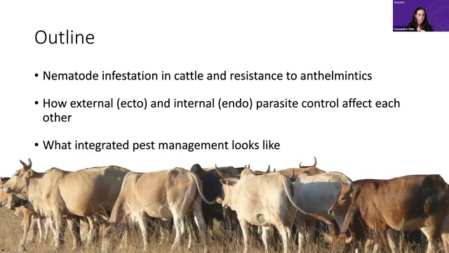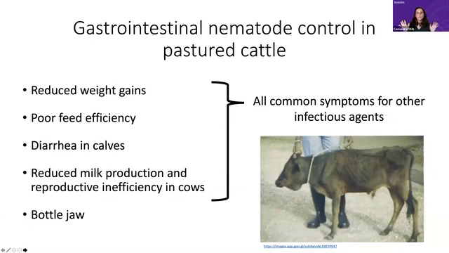Okay, so gastrointestinal nematode control in pastured cattle. That's what we're going to be focusing on. So how do we see this? It's really hard to know that you have a problem until it becomes evident, and you can see this in reduced weight gains, poor feed conversion efficiency, diarrhea in calves you'll often see, and reduced milk production and reproductive inefficiency in cows. But these are really common symptoms, and you can have infection with different infectious agents that can really mimic these symptoms.